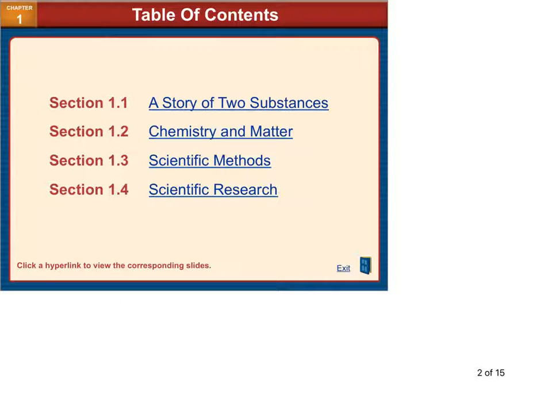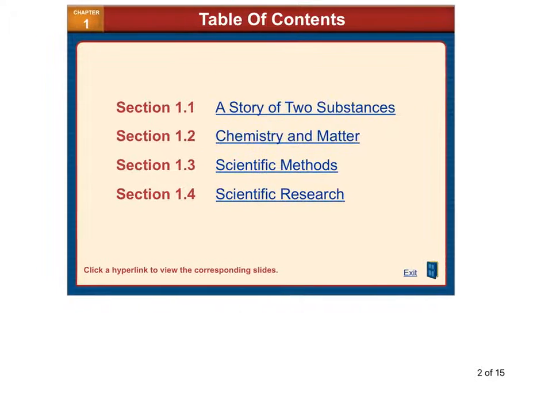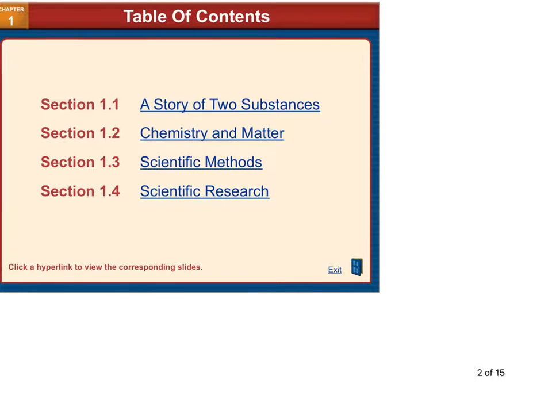Hello students, today we're going to look at some notes for section 1.1 called A Story of Two Substances. Chapter 1 is called An Introduction to Chemistry. Other sections we will be looking at will be section 1.2 Chemistry and Matter, section 1.3 is called Scientific Methods, and section 1.4 will be called Scientific Research.